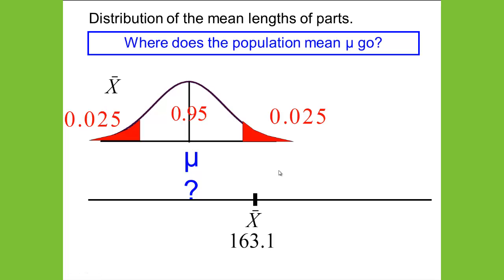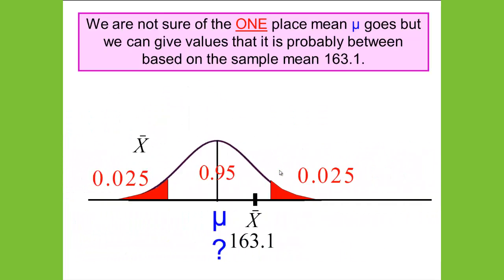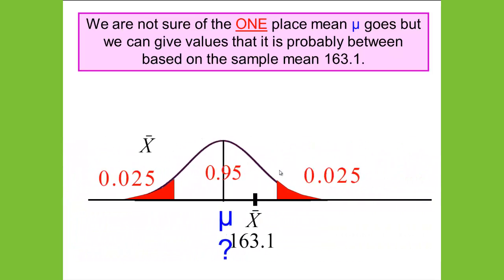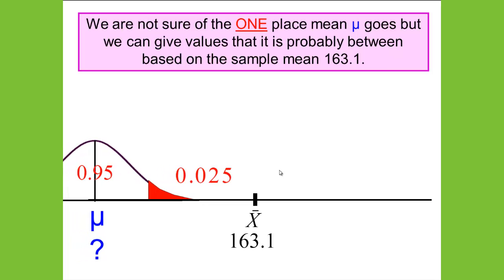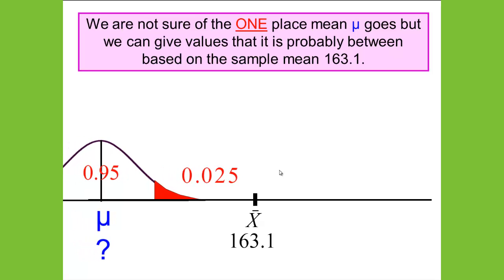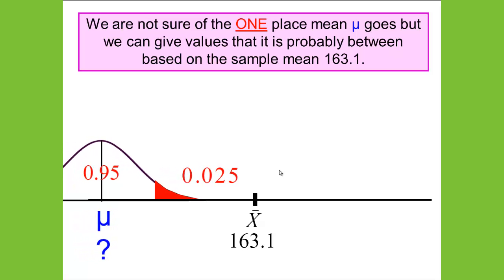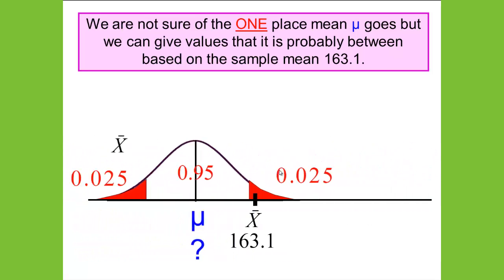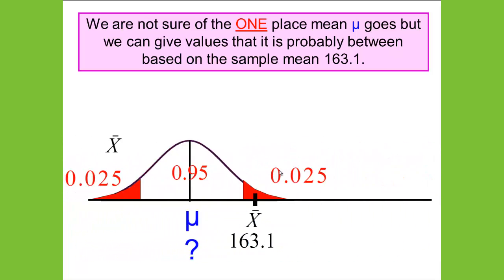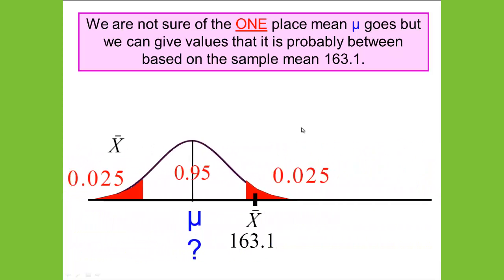Where does the population mean go? Well, it could fall anywhere along the number line. Notice we could move it up and down anywhere. It would be unusual to have it in the tails, remember, but it could fall anywhere. We're not sure of the one place that the mean goes, but we can give the values that it is probably between, based on the sample mean of 163.1.